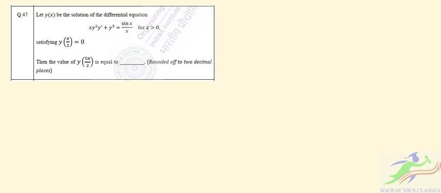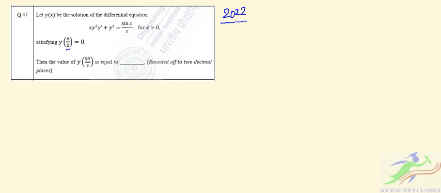So this is question number 47 from the 2022 JAM Maths paper. So this y(x) is the solution of this differential equation satisfying y(pi/2) = 0. So at x = pi/2, the value of y is 0. To find y(5 pi/2), what will be the value of y at x = 5 pi/2?